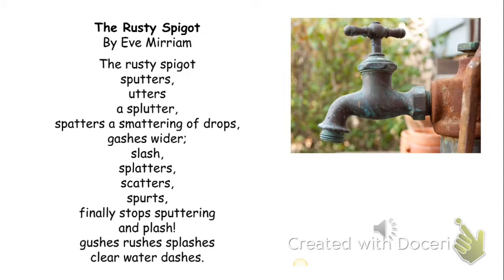All right, I'll read it one more time. This time take your highlighter. Highlight any parts of this poem that you really like or any words that you need clarification for. The Rusty Spigot by Eve Merriam. The rusty spigot sputters, utters a splutter, spatters a smattering of drops, gashes wider. Slash, splatters, scatters, spurts, finally stops sputtering and plash. Gushes, rushes, splashes, clear water dashes.